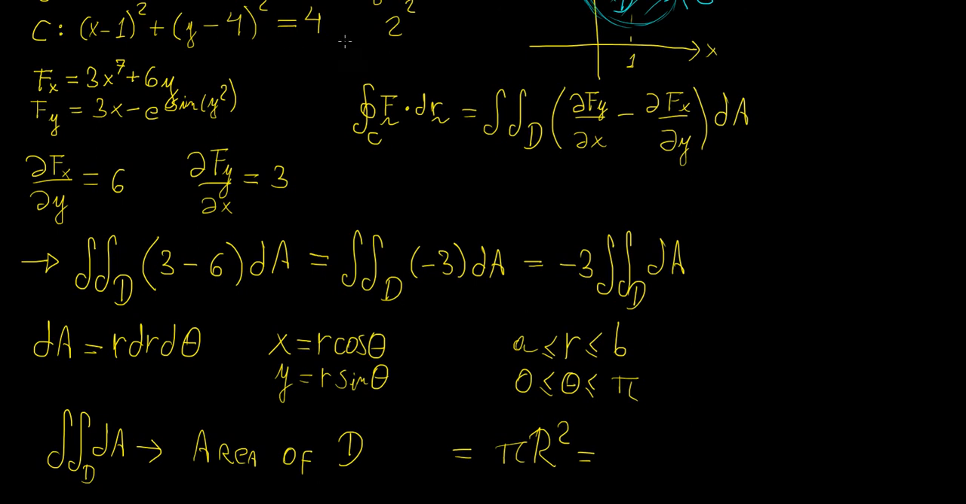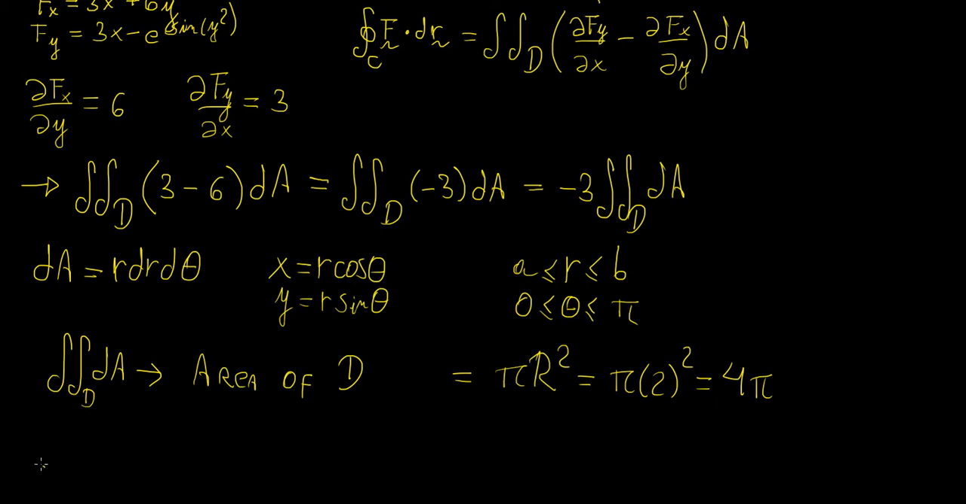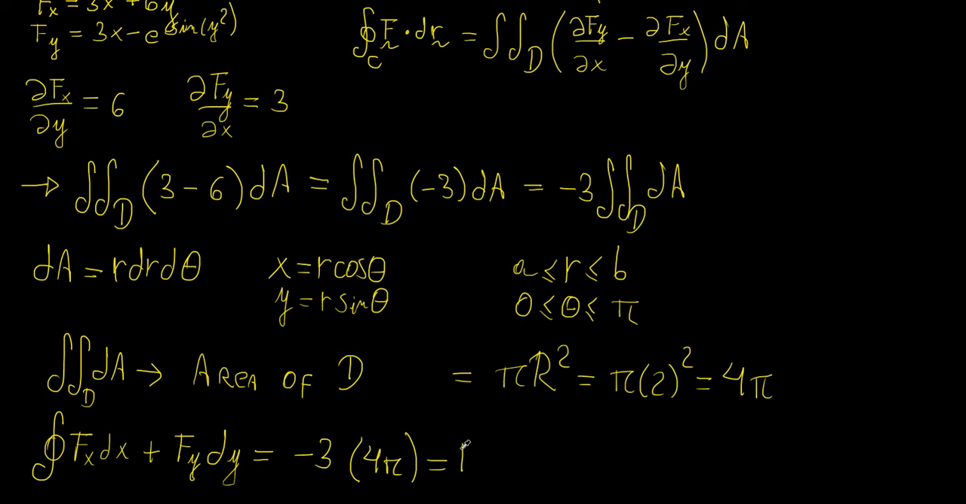And we know from this equation that the radius is 2, so this is pi times 2 squared equals 4 pi. So now if we put this in here, it turns out that the integral, so we have Fx dx plus Fy dy, is going to be equal to minus 3 times 4 pi, which turns out to be minus 12 pi. And that's it, that's the final answer.